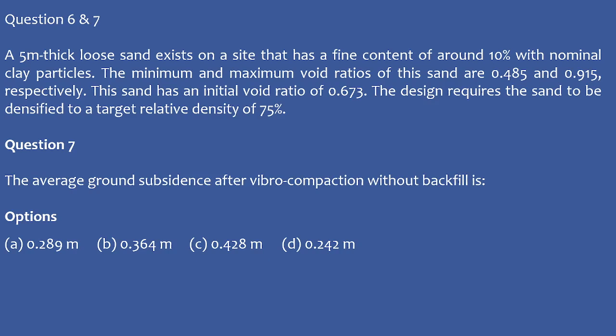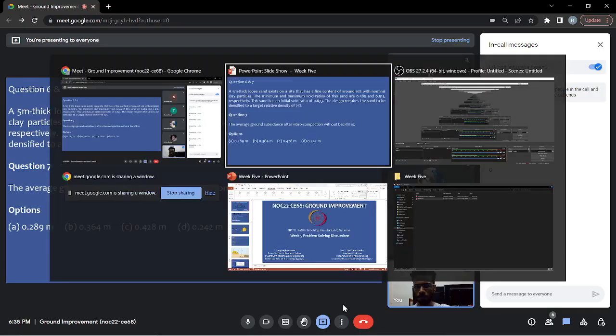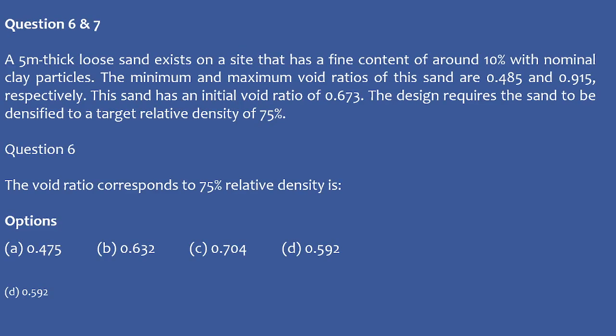Since the void ratio in the second part is decreasing, after the compaction, how much is the subsidence? Subsidence is basically the settlement of the soil after the compaction. Also, we are not putting the backfill after the compaction. So in the second part you just need to calculate the subsidence. This is the second question, and this is the first part.